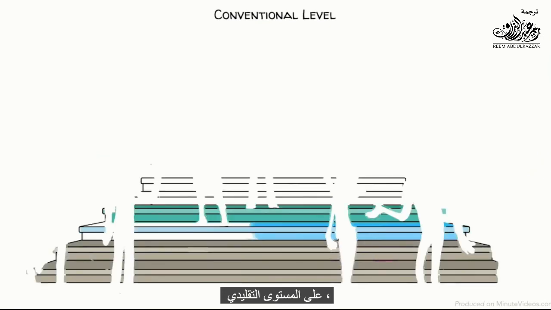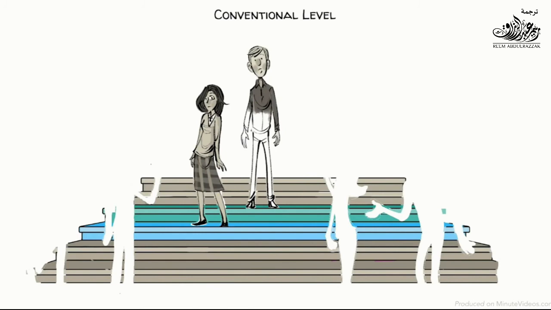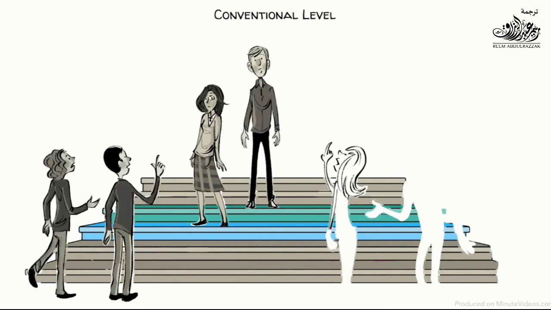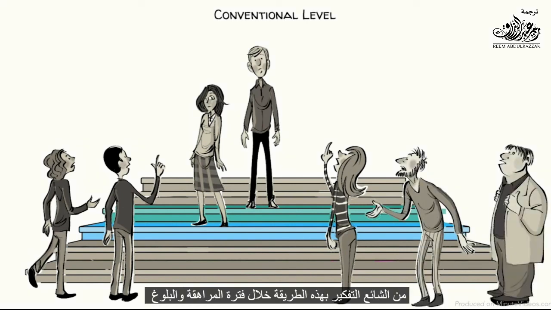At the conventional level, Betty responds to peer pressure, and the teacher follows the rules. Their morality is centered around what society regards as right. At this level, the fairness of rules is seldom questioned. It is common to think like this during adolescence and adulthood.